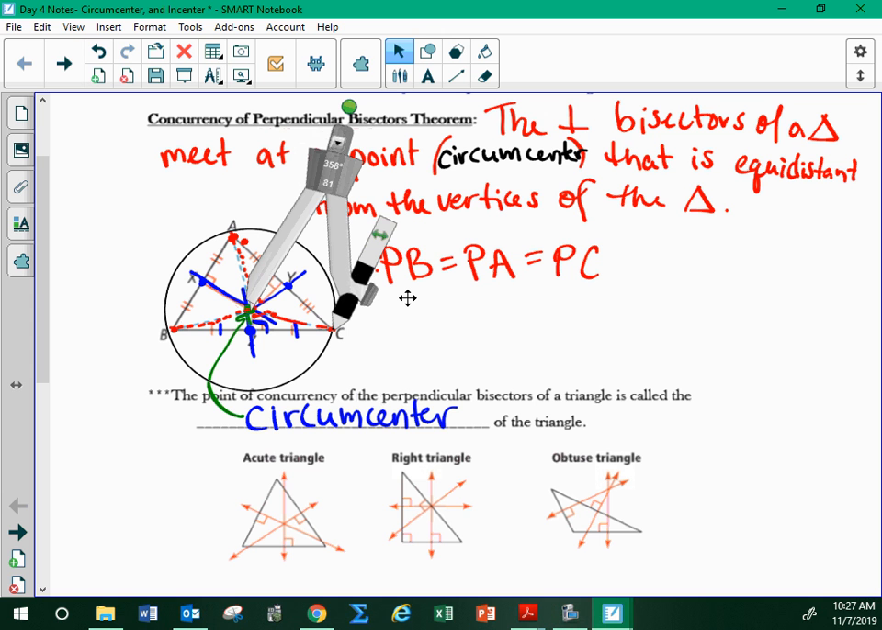Okay, so what we actually have is that this length, those three equal lengths, is the radius of the circle that circumscribes the triangle. So what that means is that the circle is outside of the triangle, and the triangle's vertices lie on the circle itself. How cool is that? Circumcenter, circumscribed triangle.